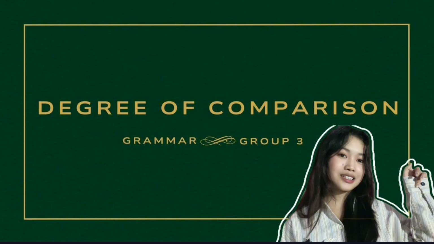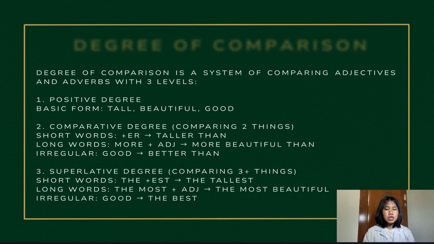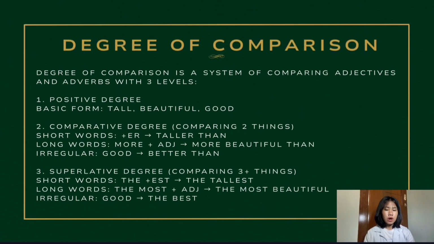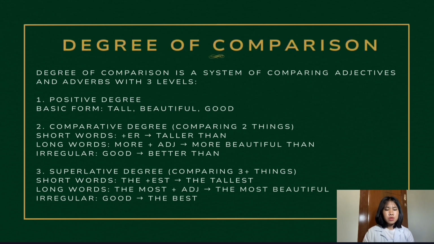Let's get started. Degrees of comparison. Degrees of comparison help us compare things using adjectives and adverbs. There are 3 levels. First, positive degree. This is the basic form, which just describes something without comparing it. For example, tall, beautiful, and good.